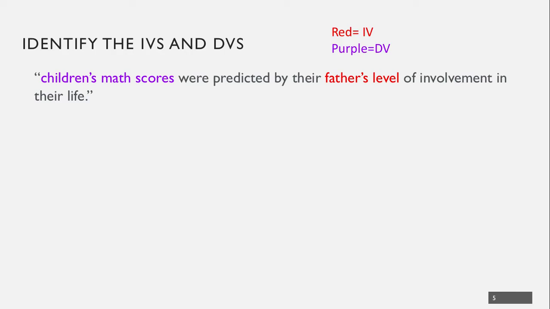So this word predicted is important to hone in on. The word predicted: the variable that is predicting, or predicts, is the independent variable. The variable that is predicted is the dependent variable. Father's level of involvement predicts children's math scores. So it's important to figure out that word predicted.